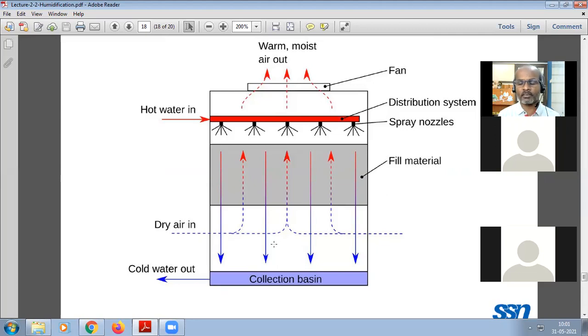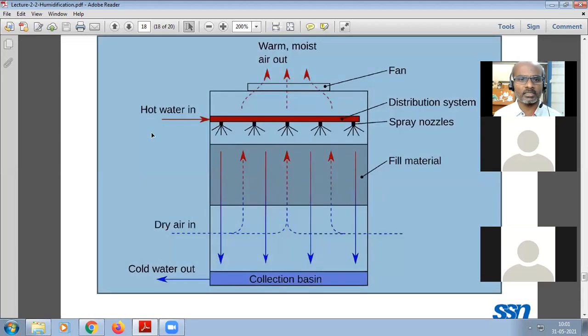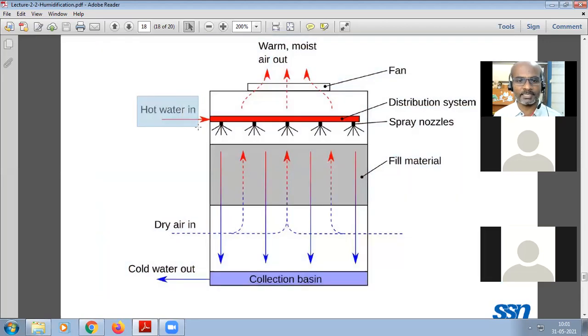There should be a loss of latent heat of evaporation. Then only the water can vaporize. Otherwise, you have to supply the energy. The water is already available at about 35 degrees Celsius, and it is expending its energy and vaporizing. So what is called evaporative cooling is happening. The same kind of cooling is happening in this cooling tower. Say hot water at some 50-55 degrees Celsius is entering and it is going to leave at some 35 degrees Celsius, a drop of about 20 degrees Celsius.